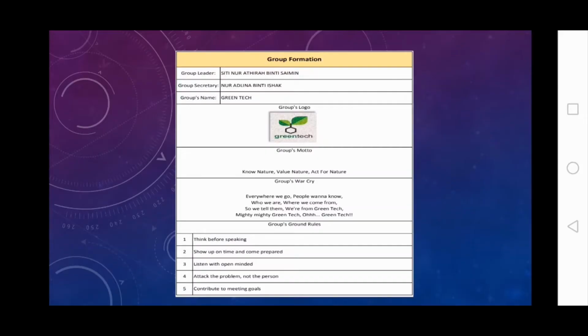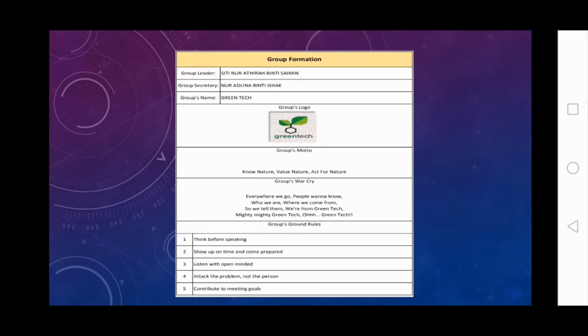For group formation, the group leader is Siti Nur Atika binti Saimin, the group secretary is Nur Adlina binti Ishak, and our group name is Green Tech. That is our logo. It indicates green technology. We are studying technology and the project is about green, eco-friendly.